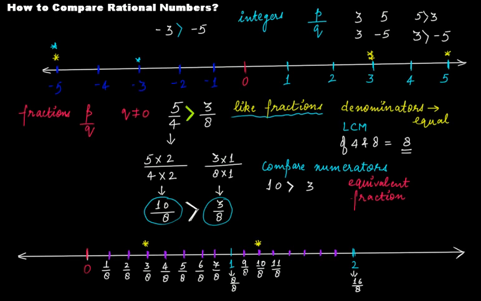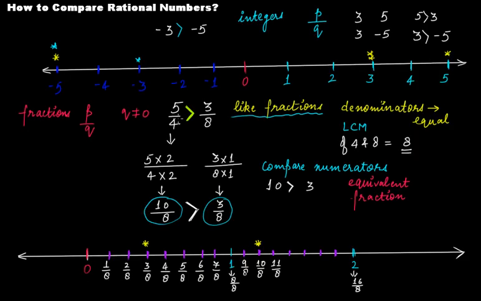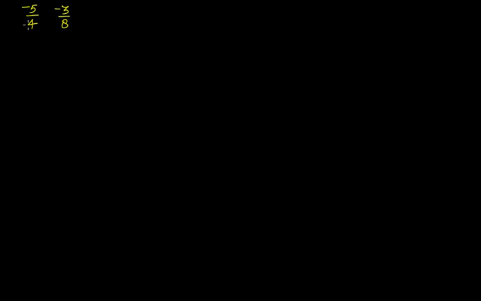Here we have compared 5 over 4 and 3 over 8. What if we have to compare minus 5 over 4 and minus 3 over 8? We have to compare this. Now see that we have two negative numerators, right? In this case it was 5 over 4 and 3 over 8, but now we have minus 5 over 4 and minus 3 over 8.